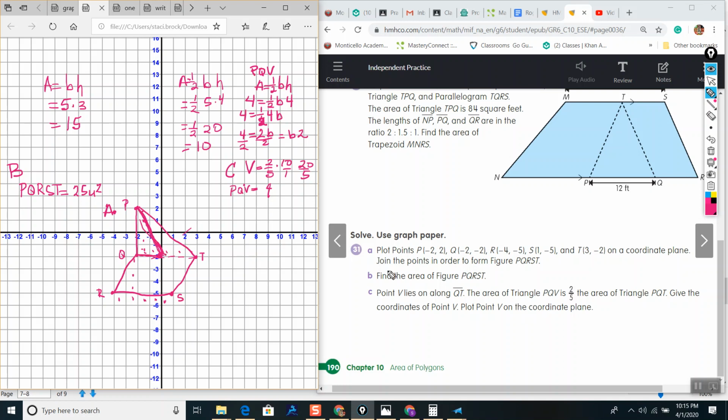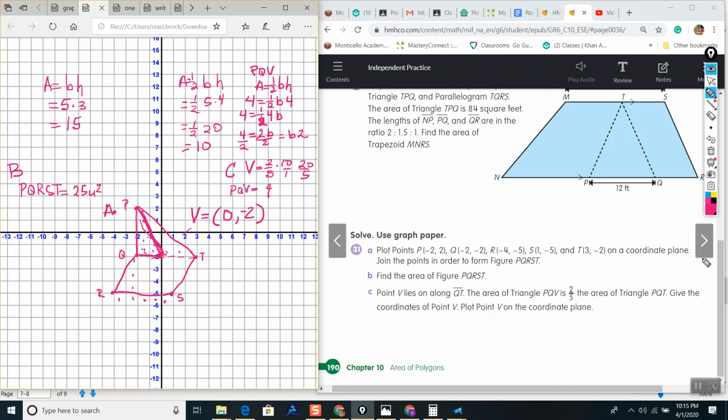And so my coordinates for that point, so point V is, right, it doesn't go anywhere. It stays right on the y-axis, so it doesn't go left or right, so it's 0. And then we go down -2. Okay, so that is how you solve 31.